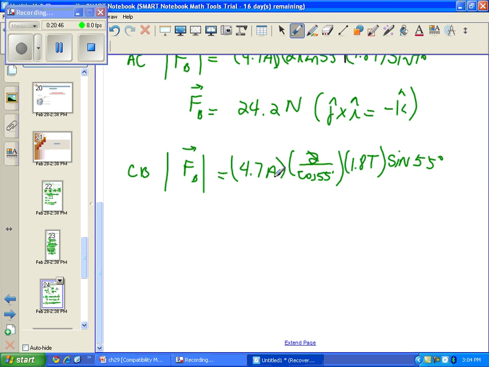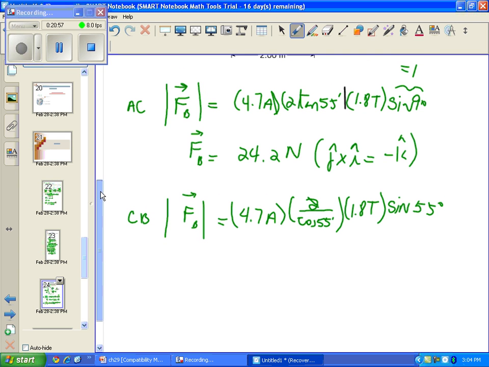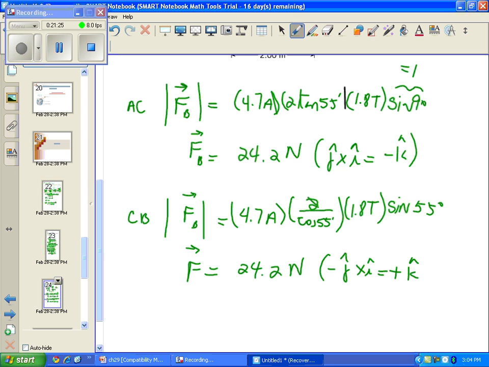So for the magnitude, you can see 4.7 times 2 over cosine 55 times 1.8 times the sine of 55. But notice that sine of 55 divided by cosine 55 is the same as tangent of 55. So we get the same magnitude here. Now let's consider the direction. This time we have minus j hat, that's the component perpendicular to the magnetic field, the downward component, cross I hat gives us a positive k hat.